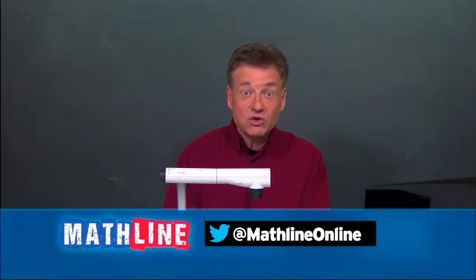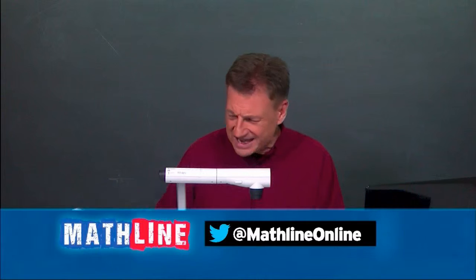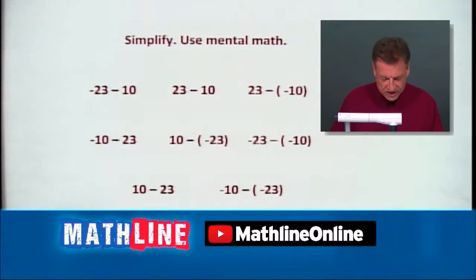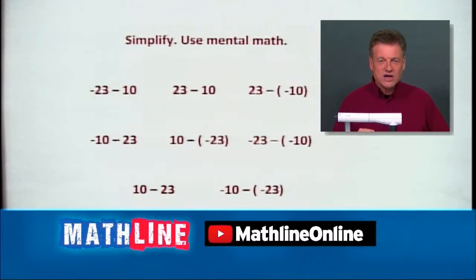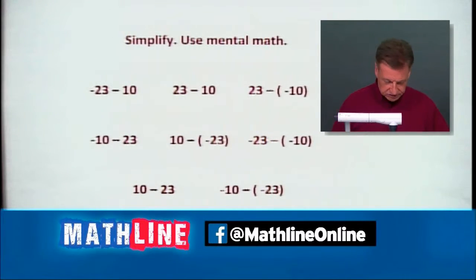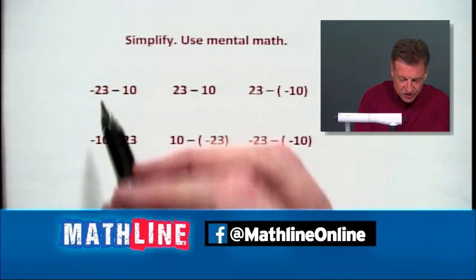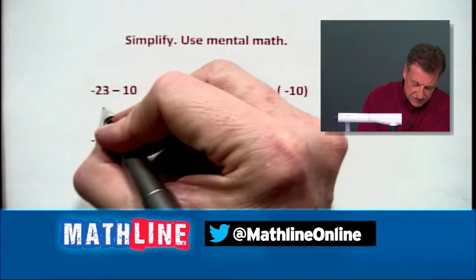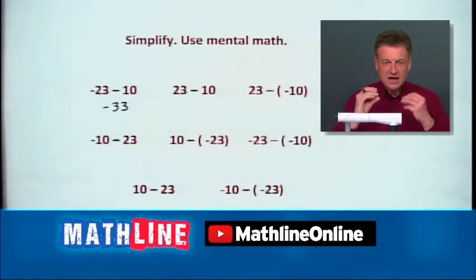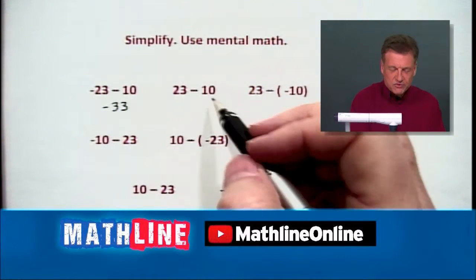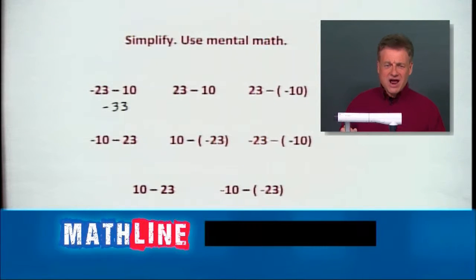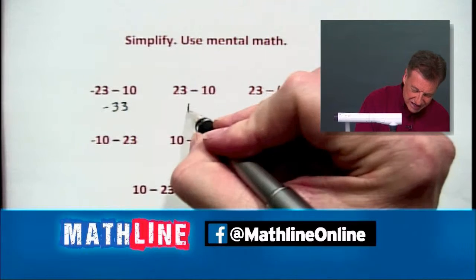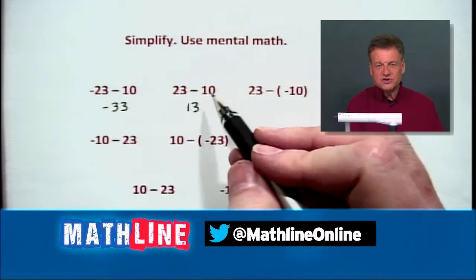Let's do another one. Let's see if we can really cut through this one quickly, because I'd like to get a few other things going here. Let's see. Simplify. Let's go with it. Use the mental math. You ready, guys? 1, 2, 3, go. Everybody going? All right. First one, I see 2 negatives. Boom, add them, right? We get negative 33. Boom, let's go to the next one. 23 minus 10. You've been doing that forever and ever, right? Subtract 13. And 23 is larger than 10, isn't it?